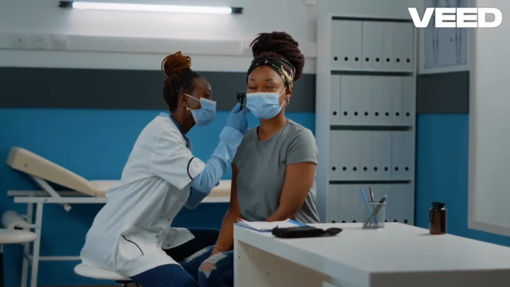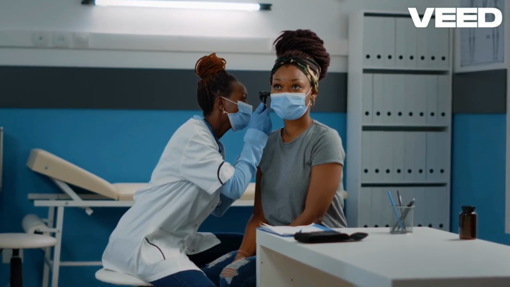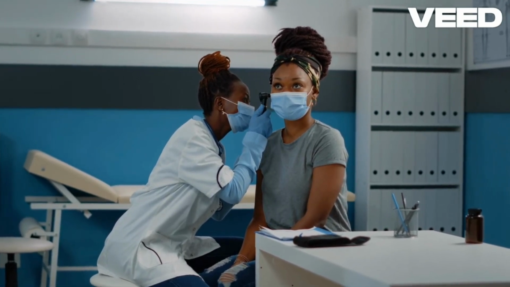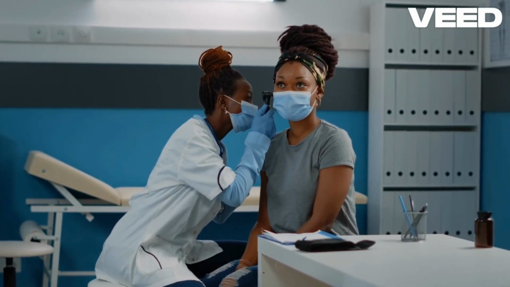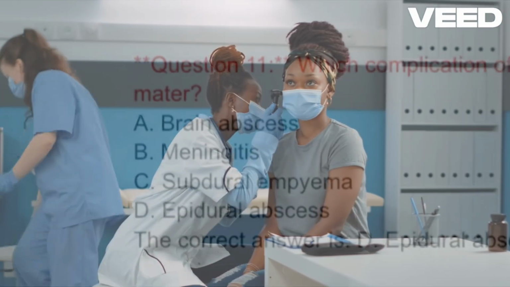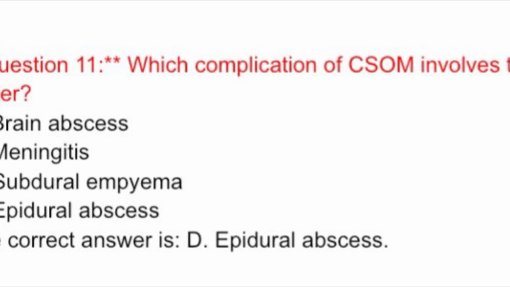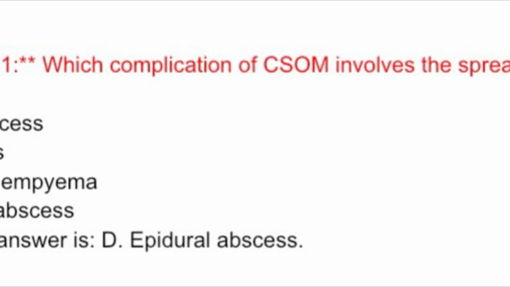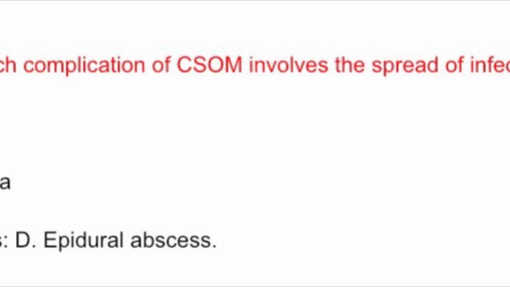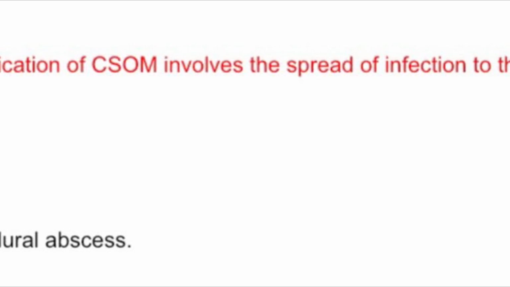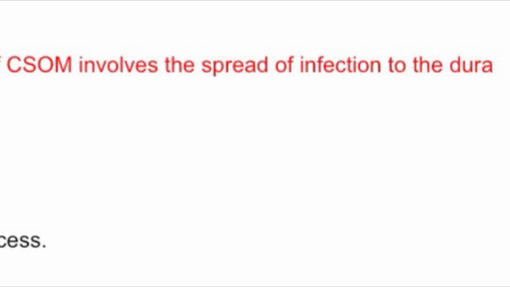Let's continue exploring more MCQs on the complications of chronic suppurative otitis media, CSOM. Question 11. Which complication of CSOM involves the spread of infection to the dura mater? A. Brain abscess. B. Meningitis. C. Subdural empyema. D. Epidural abscess. The correct answer is D.